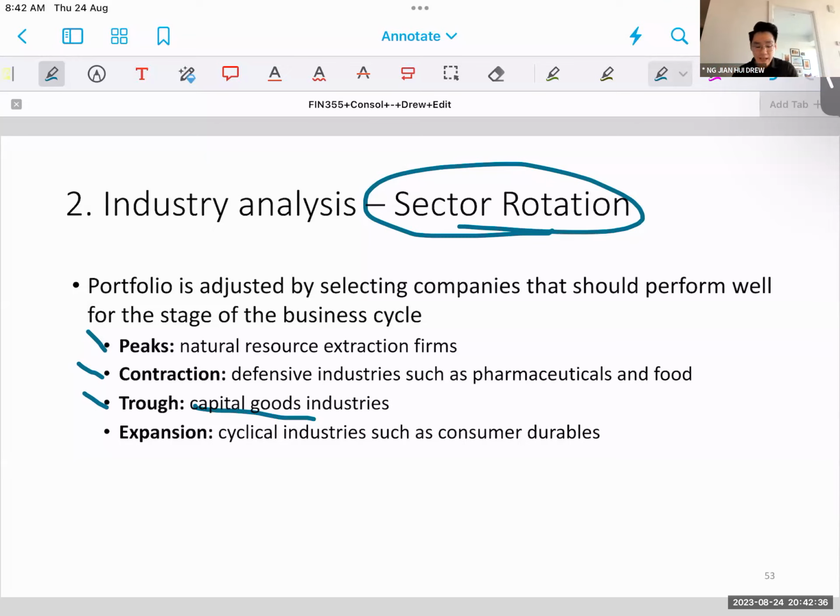And of course, with expansion, we think about consumer durables, things that are not necessary, like travel. Those are expansion or cyclical kinds of industry.